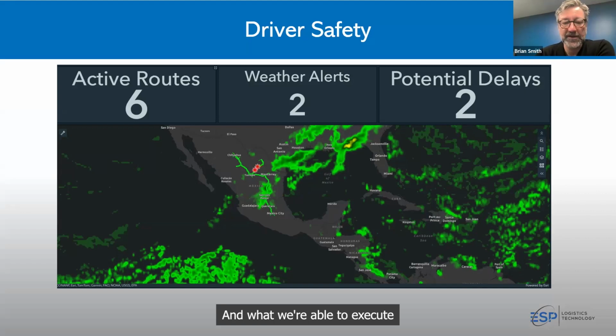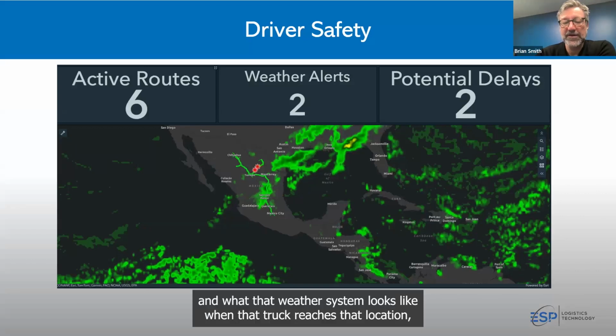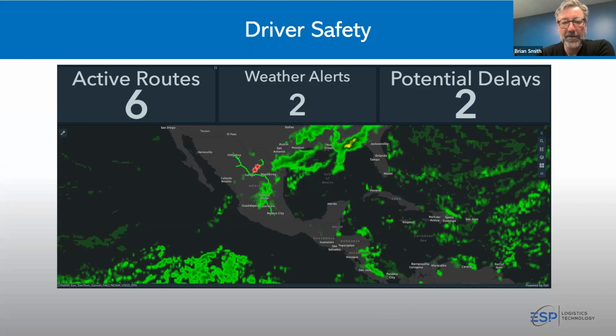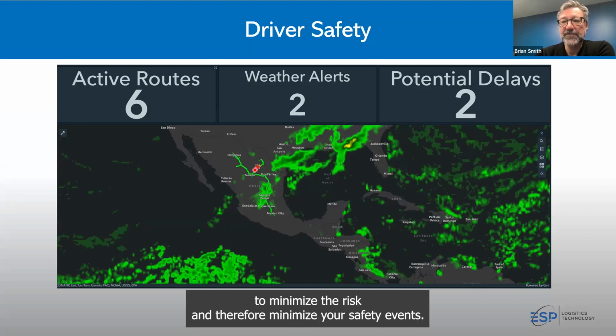And what we're able to execute here is understand where that truck is going to be at any given time and what that weather system looks like when that truck reaches that location, enabling a text message to the driver for warning them of the potential challenge in the weather or other data sets, which we'll talk about here shortly. And also then providing them with a potential alternate route around that if at all possible. So the idea behind this is to be preventative, to minimize the risk and therefore minimize your safety events.